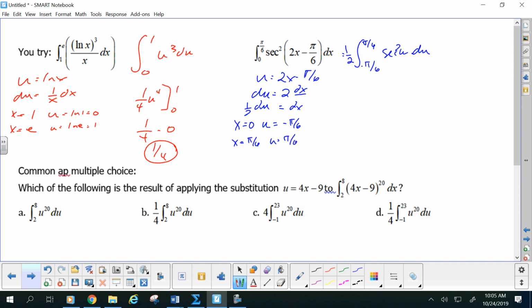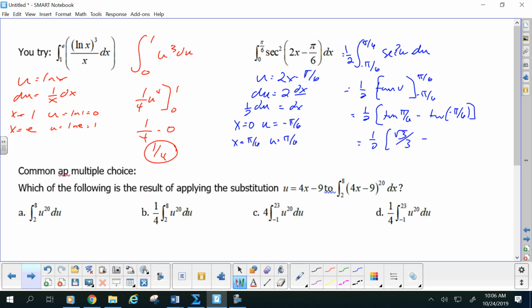Do you recognize that derivative? Yes. That's the derivative of tangent. Last but not least, can you do the trig without fail? What's the tangent of pi over 6? Root 3 over 3, and what's tangent of negative pi over 6? Negative root 3 over 3. So that's 2 root 3 over 3.